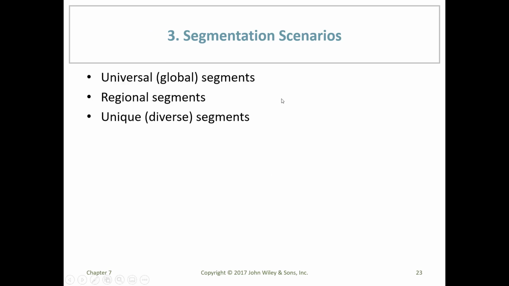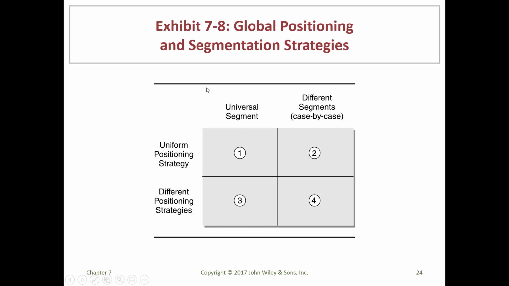So now we move on to this idea of segmentation scenarios. It's almost a little bit of notation here, but we'll just go with it. I think there are some interesting concepts here. We've got universal segments, which are segments that we find all over the world. And we talked about how, with consumer convergence, these segments should be becoming more and more common. We have regional segments, which are segments that just exist within a region. And then we have unique or diverse country-specific segments.